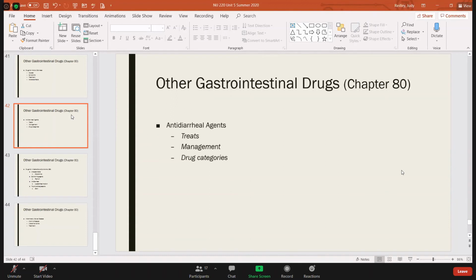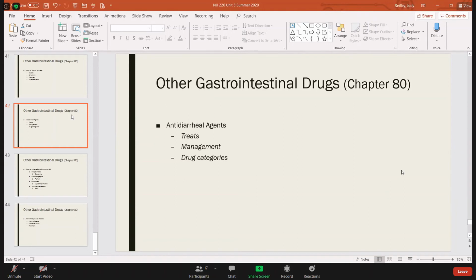We also want to make sure that we're replacing any loss of fluids, relieving any type of cramping, and reducing the amount of unformed stool. So we want to decrease the amount of diarrhea that they're having. So you have specific antidiarrheal medications and you have non-specific. Specific antidiarrheal medications are the ones that treat specific causes of the diarrhea. So like if someone has an infection, we're going to treat them with an antibiotic.